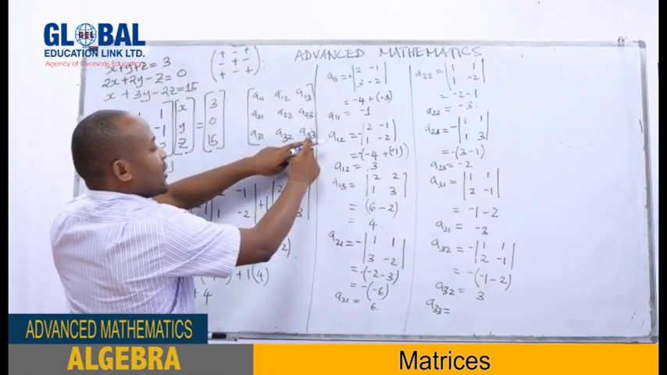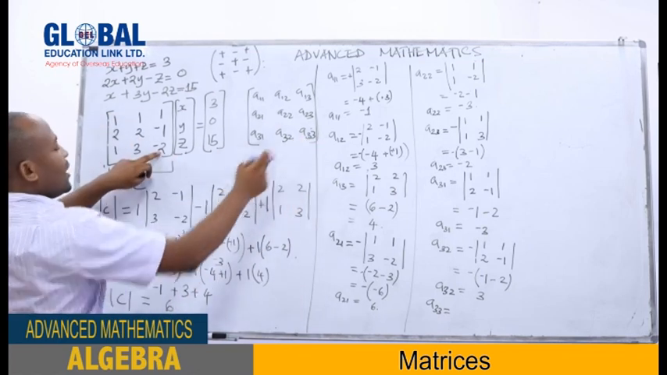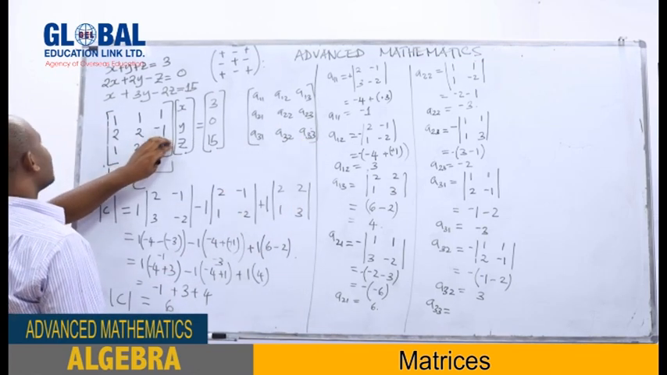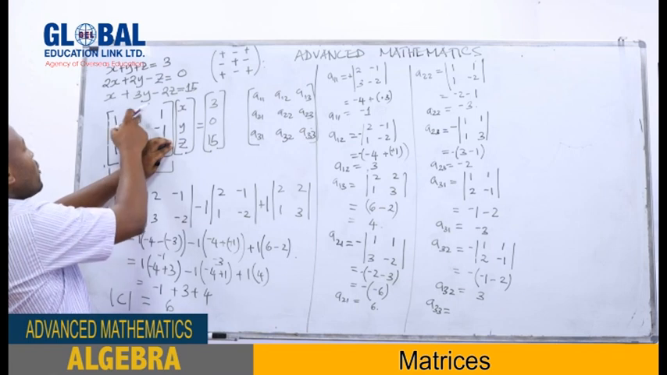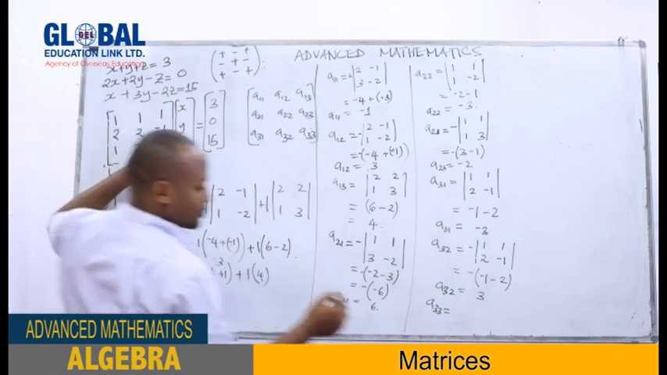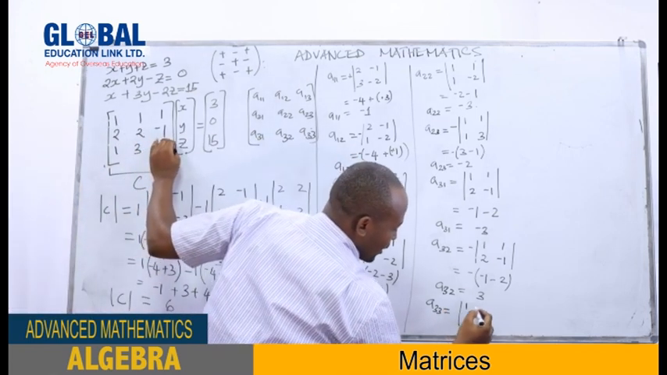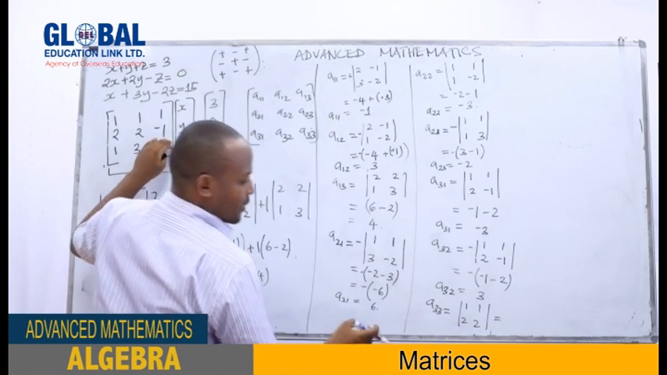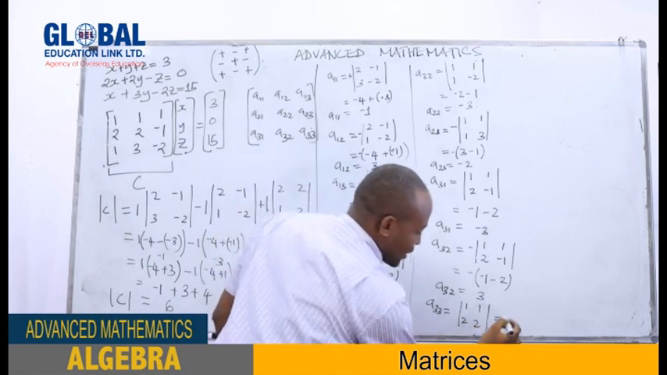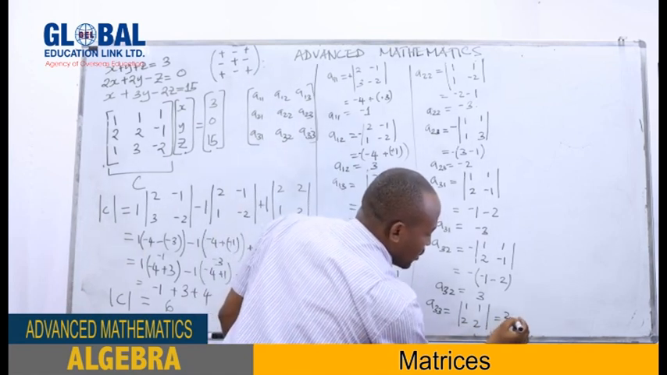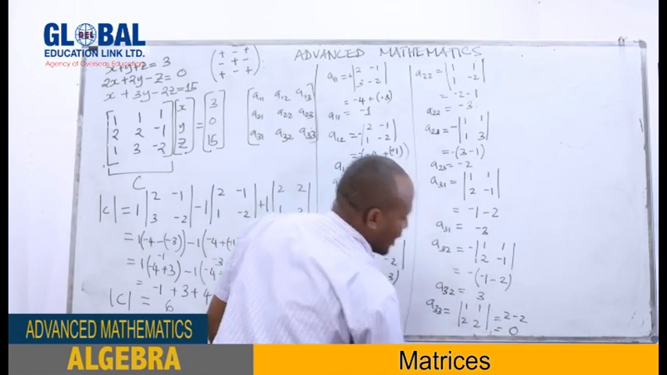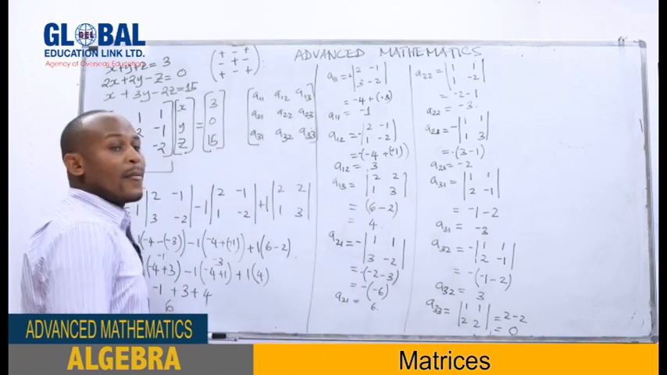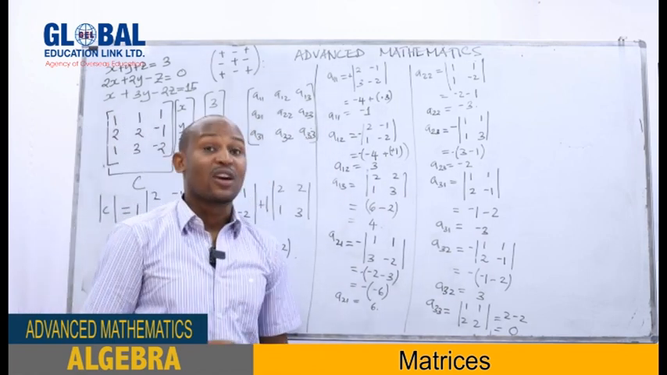Now let's go to A3, 3. That means we are talking about the cofactor of that position. And we have that negative 2. That means we are left with 1, 1, 2, 2. Now if we find the determinant of that, that means we are left with 2 minus 2, and that is a 0.